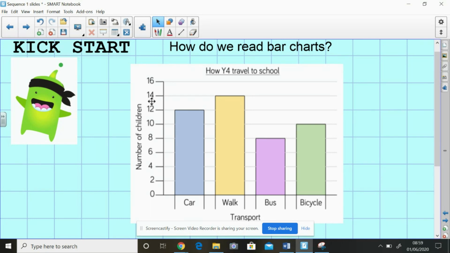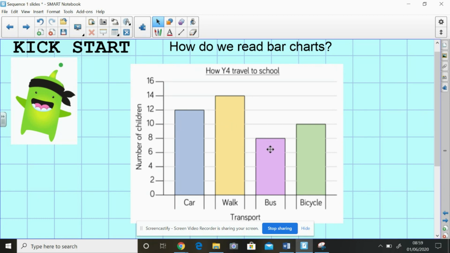Now, not always will the bar chart have these lines in between, so you might need to get a ruler to read across the line, or else you can use your eye, but maybe a ruler is a little bit better as it might be a little bit more accurate. Okay, so we have car, walk, and walk there is 14, car there is 12.